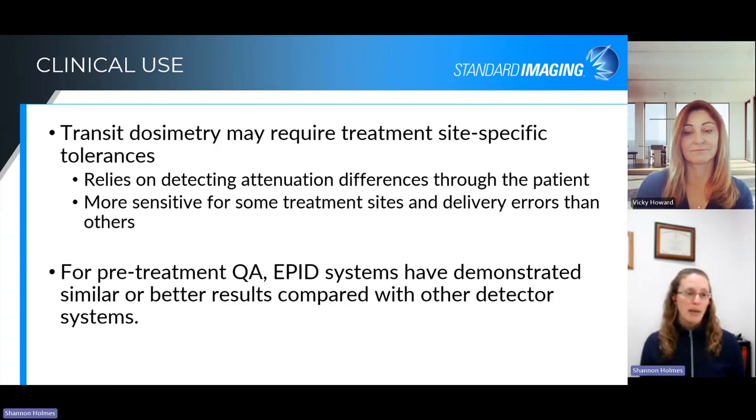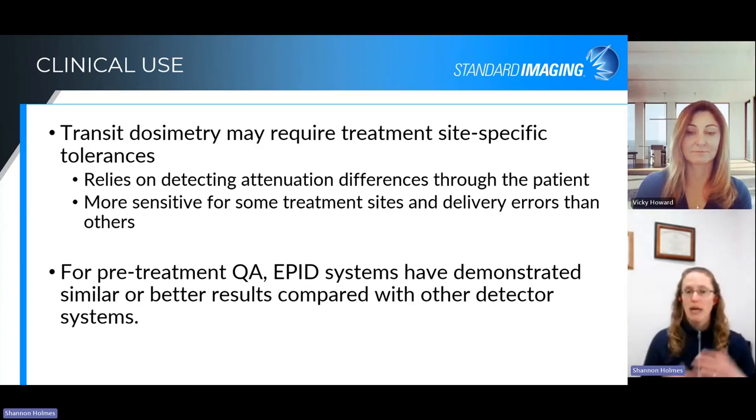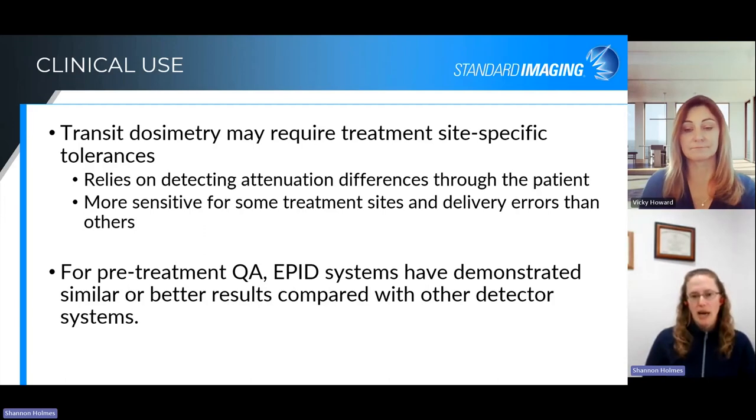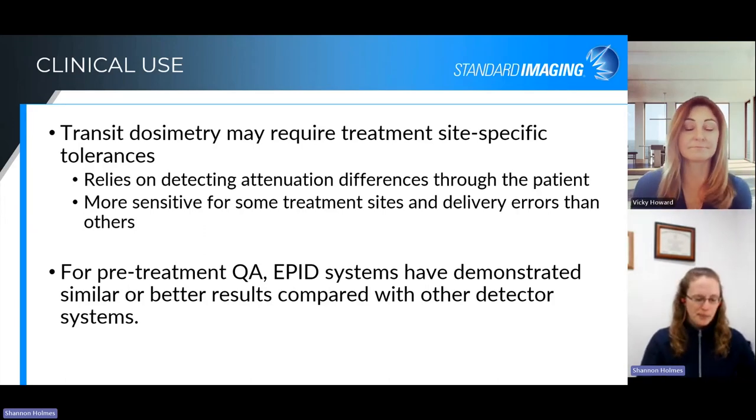But they also comment in that literature review that for pretreatment QA, the EPID systems have demonstrated similar or better results compared with your other detector array systems that are frequently used for VMAT and IMRT pretreatment QA.